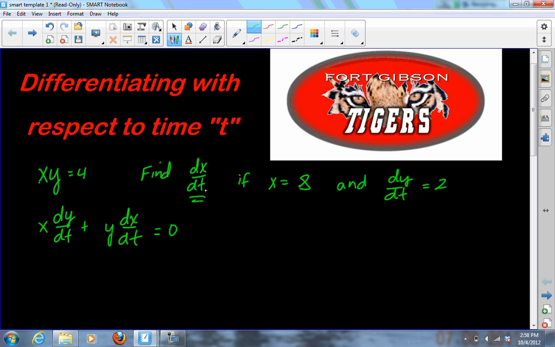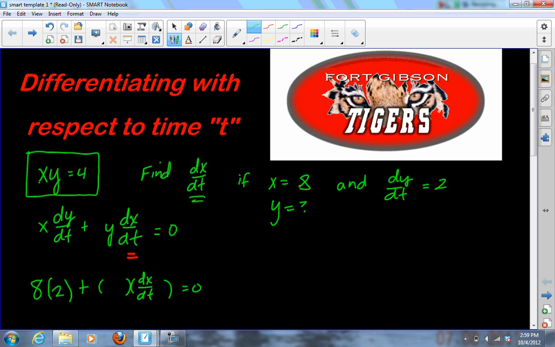Now, find dx dt. So I'm looking for dx dt, which is right here. x equals 8, that goes here. dy dt is a 2, that goes here. And it looks to me like I have an extra unknown, and that's because I do. I don't know what to stick in for y. Whenever you're missing an ordered pair, like here's the x equals, but you don't have the y equals, you can always remember that the original function always relates x and y. So you can come back to that.